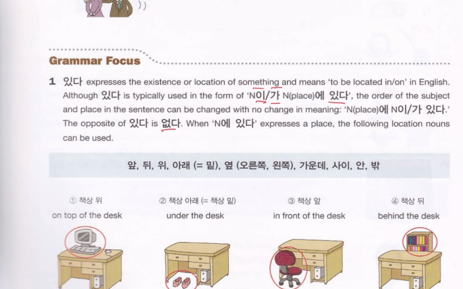Itta is mostly used with directions and locations like up is in front, thi is back, we on, are under, and myth is also under. Yop is side. Udanchuk right. Winchuk left. Kaunde middle. Sai between. An is in. Phak is out.